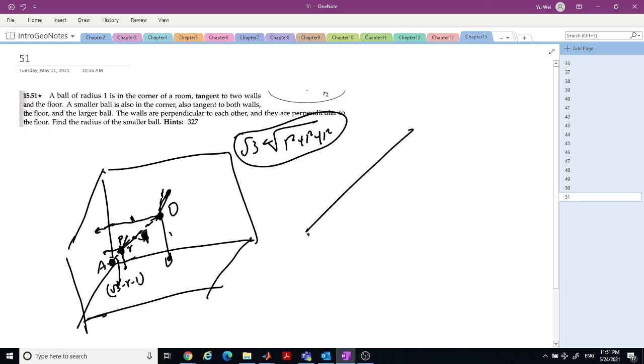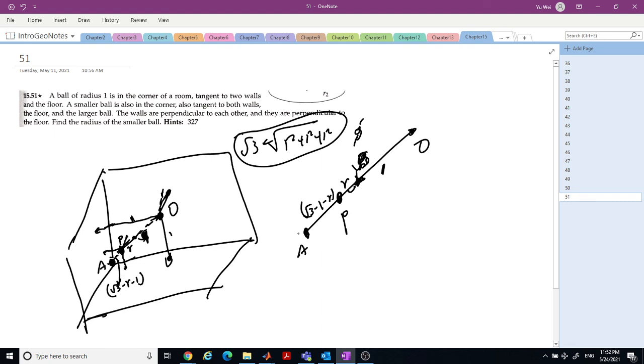Let me draw it clearly for you. AO is root 3. Then there is a point P. The radius of the big ball is 1, here is 1, here is R, and together they make root 3. So this is root 3 minus 1 minus R. Now we want to see what the radius of the small ball is.